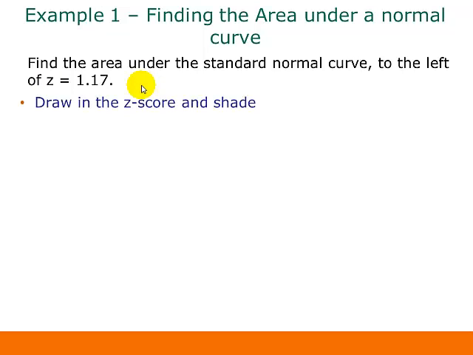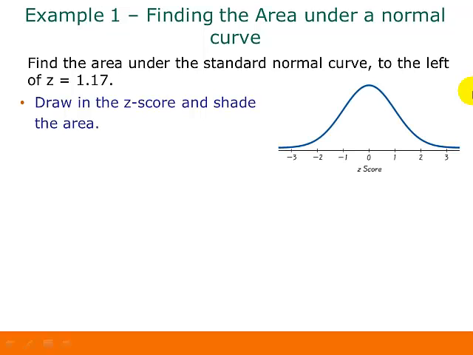So first we want to draw a picture of our distribution, draw in the z-score, and shade the area in the picture. So here's our picture. We're going to draw in 1.17, and we're going to shade the area to the left of that, since that's what it said in the question.